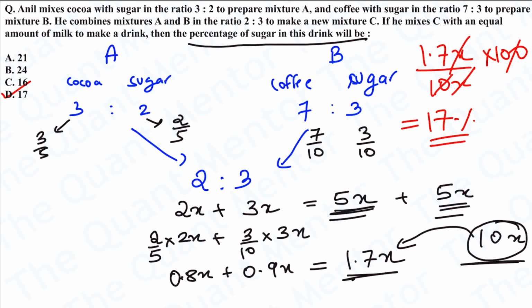And that's very clearly your D option. So that's one way of answering the question. You use the conventional way. 2:3, consider it as 2x and 3x to solve the question.